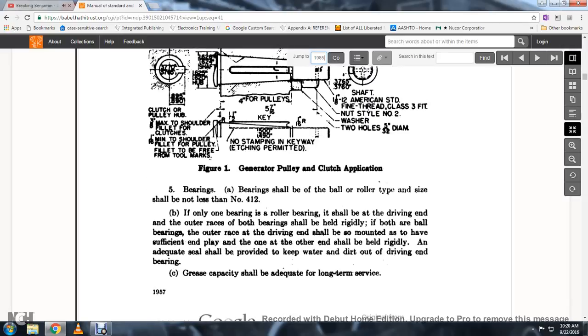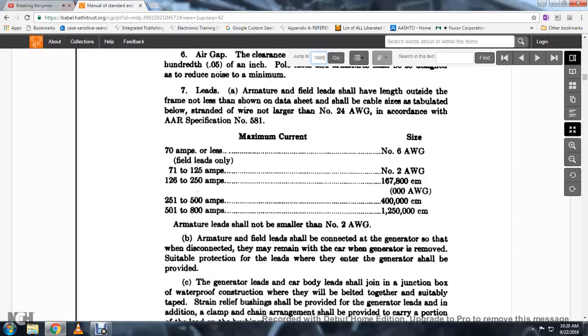5. Bearings shall be of the ball or roller type. Size shall not be less than number 4 or 1, 2. If one of the bearings is a roller bearing, it shall be driven to the end of the outer race; if both are ball bearings, one outer race shall be held rigidly and the other mounted so as to have sufficient end play. An adequate seal shall be provided to keep water and dirt out of the bearing. Grease capacity shall be adequate for long-term service.